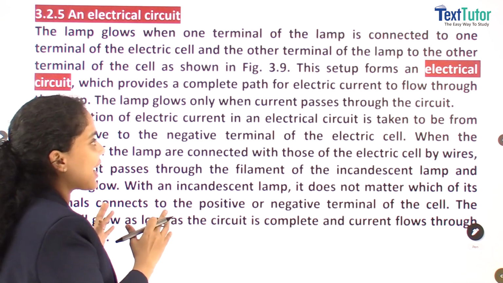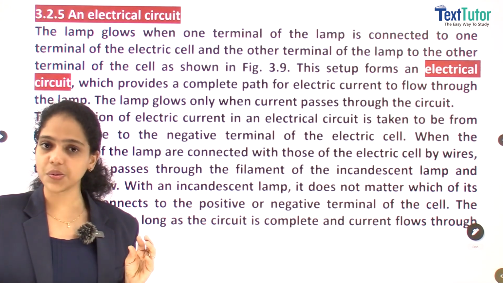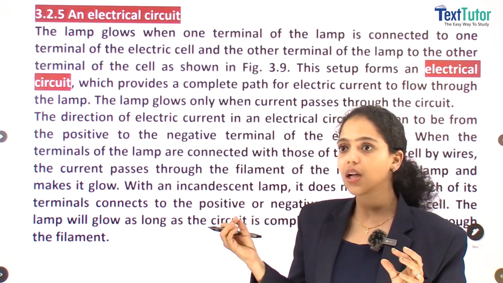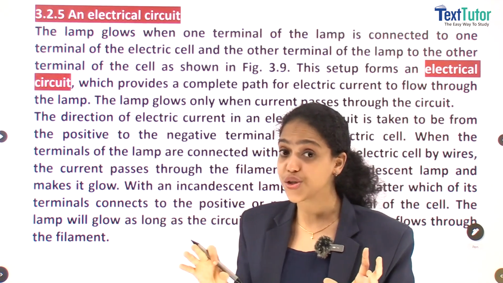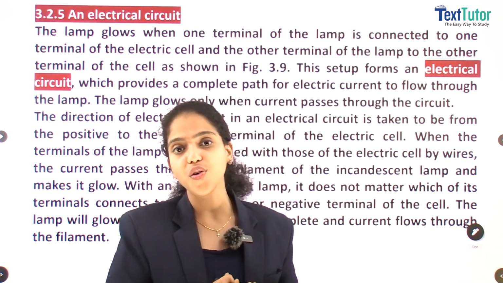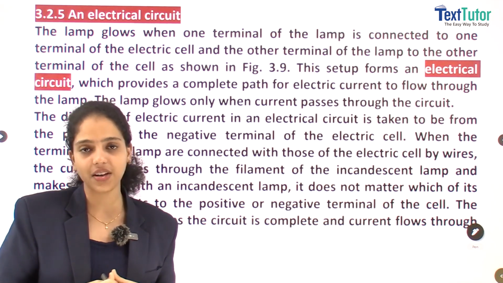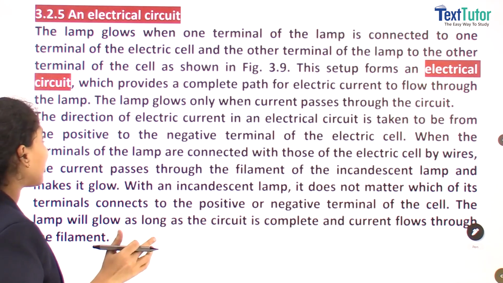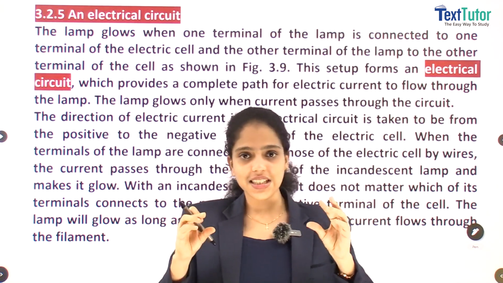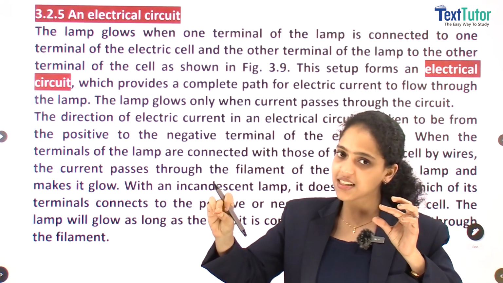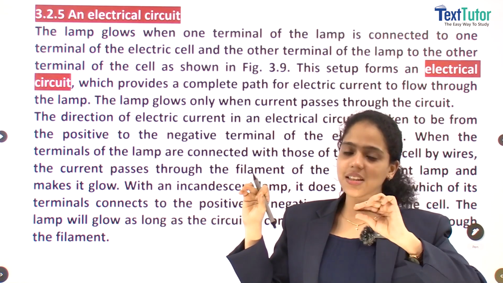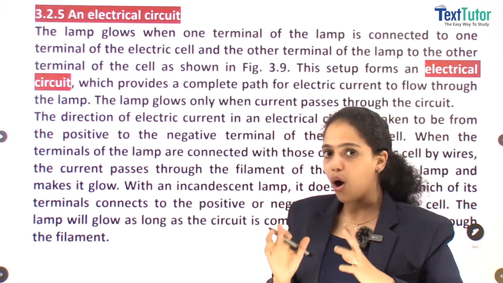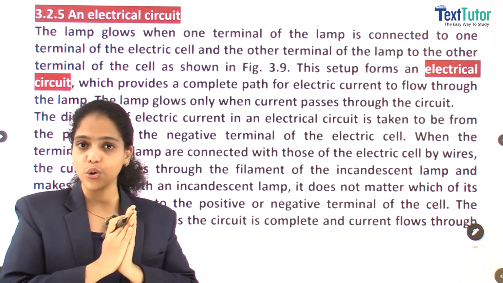So it is necessary that one terminal of the battery be connected with one terminal of the electric lamp, and the other terminal of the electric cell be connected with the other terminal of the lamp. Clear? Then only the electric bulb glows. So this setup forms an electrical circuit. Only then is the electric circuit complete.